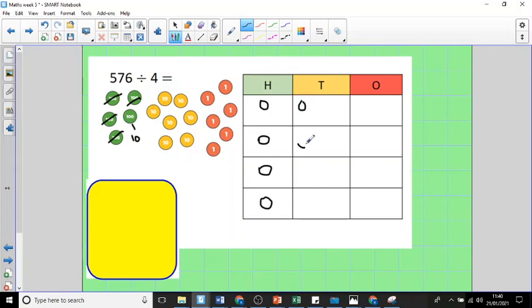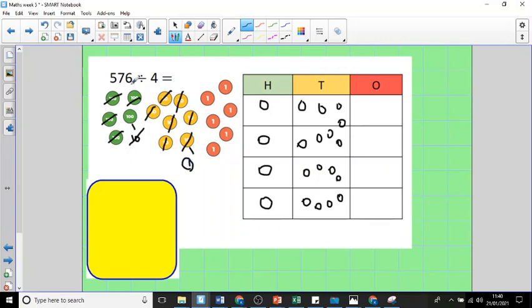So I've got 1, 2, 3, 4, 5, 6, 7, 8, 9, 10, 11, 12, 13, 14, 15, 16. Oh, I said 17, didn't I? Well, I can't do that 17, so I've got another 10 left. Okay, so I've done those 10s. Now I've done 1, 2, 3, 4, 5, 6. Now I'm going to have to exchange this one for 10 ones. So now I've got 10 ones.